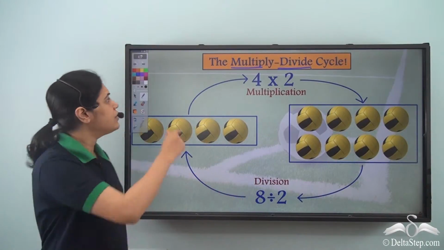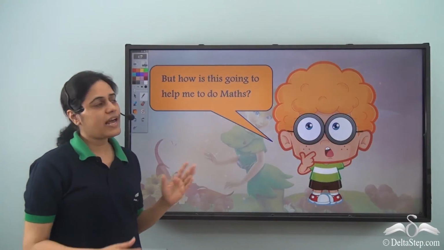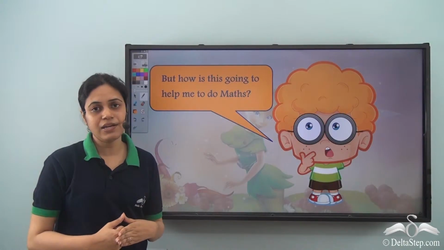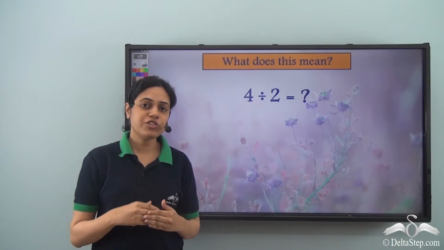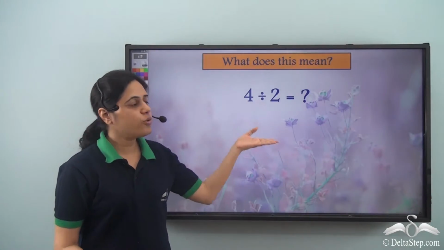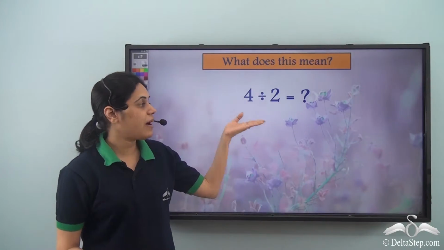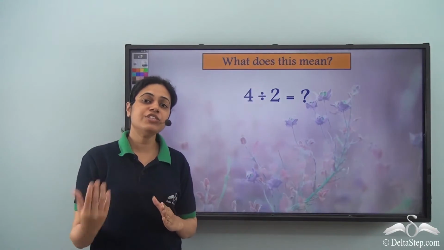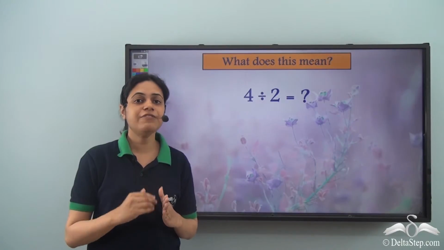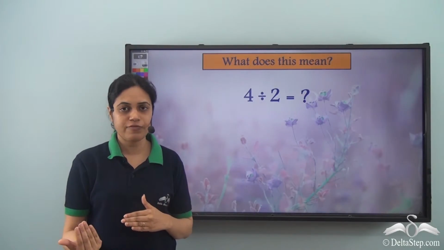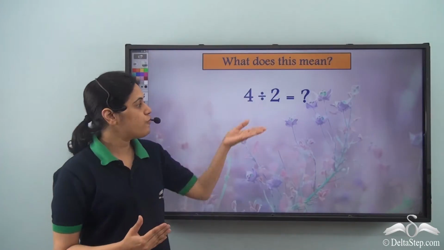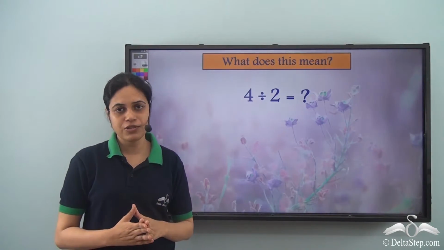But why are we learning it? How does it help us in mathematics? How is this multiply divide cycle helpful? We know that division is distributing things into equal groups. But if we don't have objects, but we have numbers instead, how can we distribute them into equal groups? Now we know that division is exactly the opposite of multiplication. So we can use multiplication to find the answer of this division.